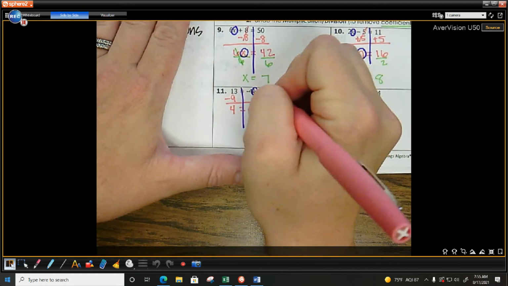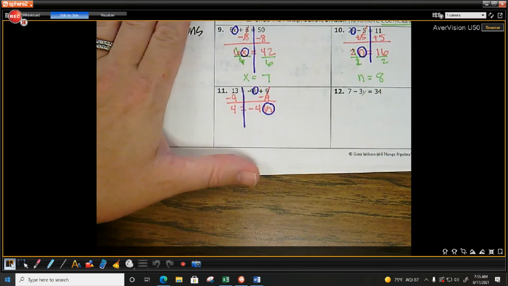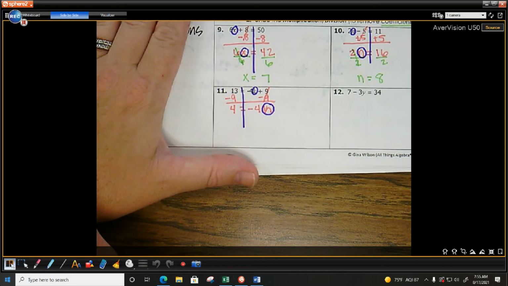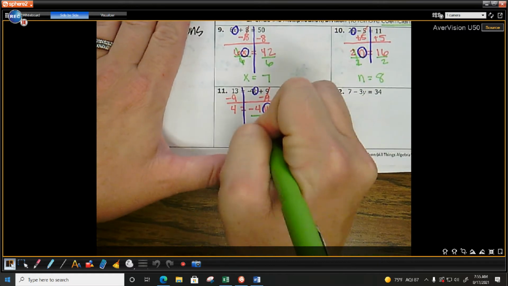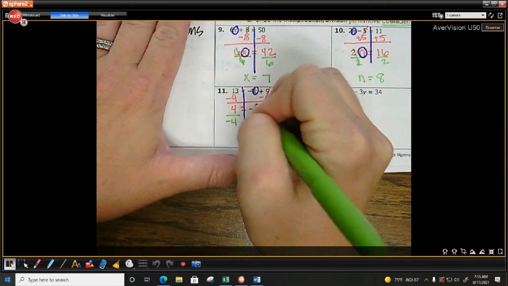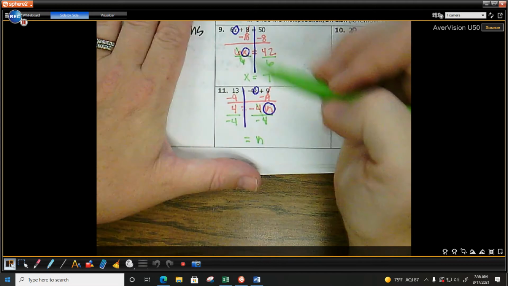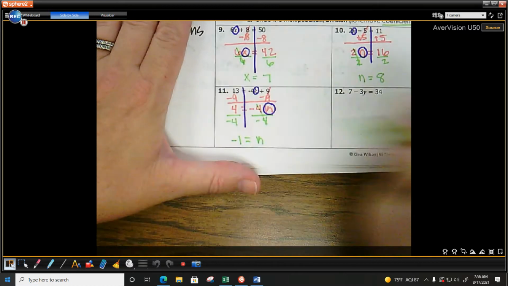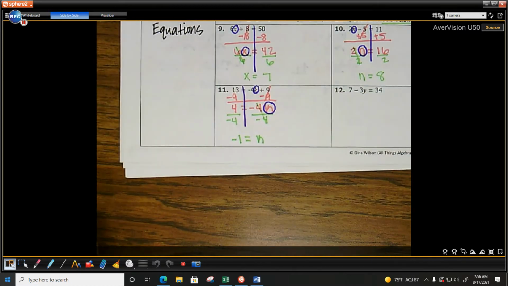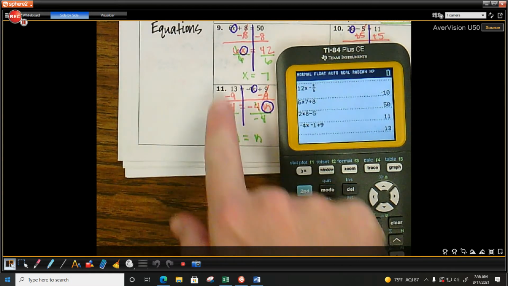Keep your k circled. What do I do next? Divide. There you go. That says -4 times k, so the opposite of times is divide. Divide both sides by -4. And I get k equals -1. Be careful, these don't cancel out. Okay, 4 divided by -4 gives you -1. Again, check yourself. -4 times -1 plus 9 gives me 13. Okay? Okay, I want you all to try number 12 on your own.